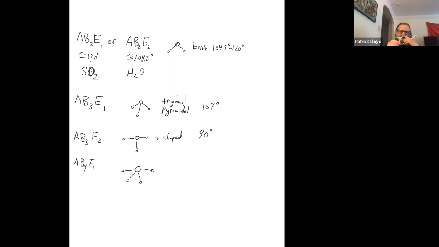Okay, it's sort of bent right there. And this one's a seesaw. And then it looks like you've got a couple angles there, but that looks like 90 actually. It's 90 degrees. All right, so from here to here is 90, from here to here is 90, from here to here is 90. But that's because you've got 1 lone pair, you get this seesaw. Then you've got one more that's got the AB4. It's got 2 lone pairs, so AB4E2.